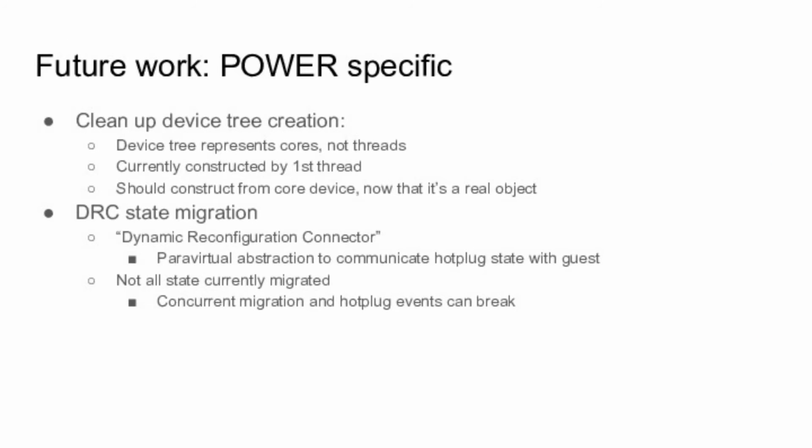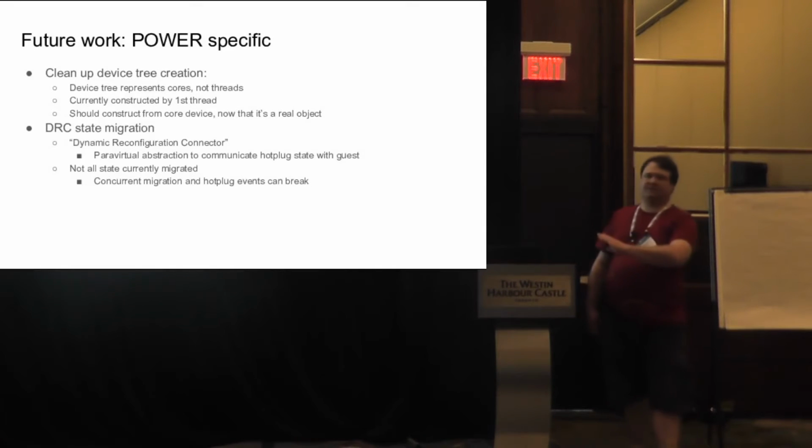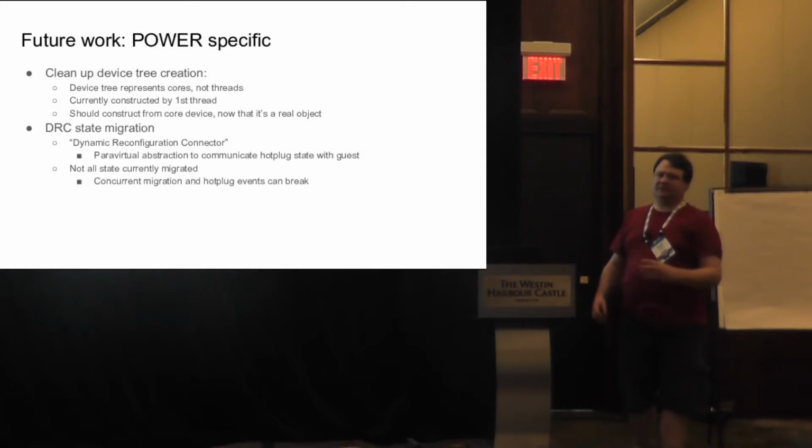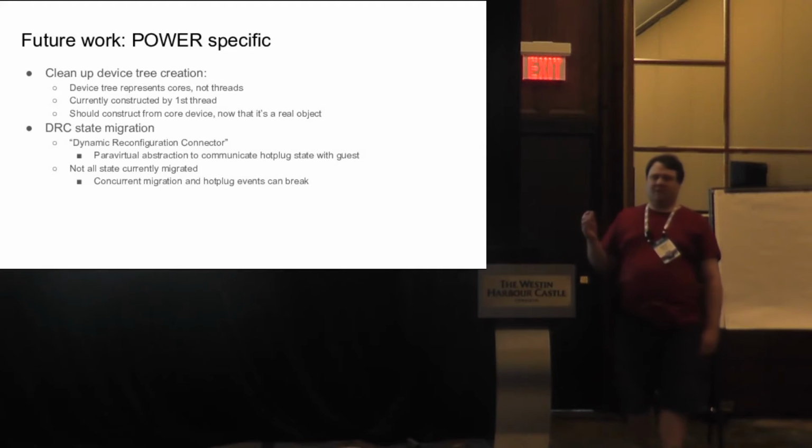We've got some Power-specific stuff we want to do. Cleaning up how we create the device tree. This isn't device tree in the QEMU sense. This is the device tree that gets passed to the guest firmware and then through to the actual guest operating system to advertise what things are available. That represents cores, but at the moment it's generated on a thread-by-thread basis, but we turn it off for everything except thread 0 of each core. It's a bit messy. We want to clean that up.